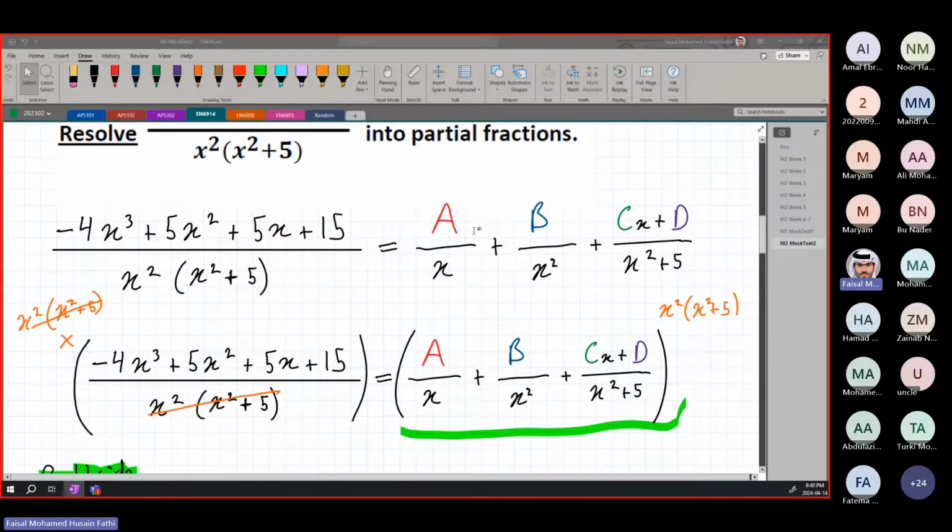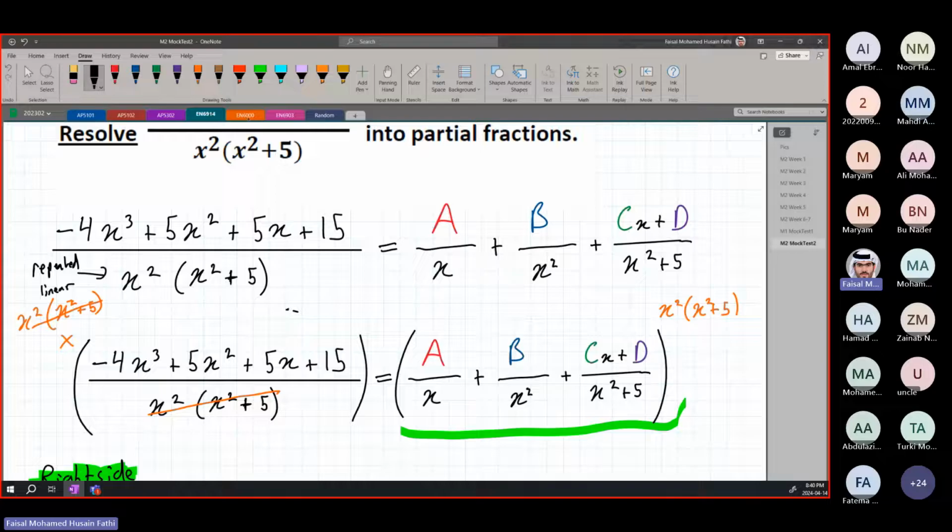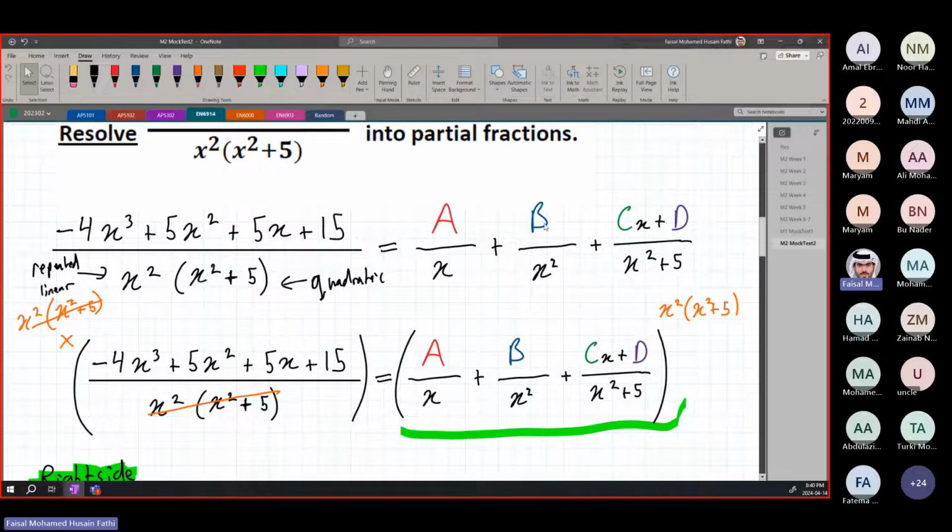Then I will write my A, B, C, and D depending on what I have at the bottom, since this part is a repeated linear. All right. So this is repeated linear. And this is a quadratic. So we're going to have to follow the forms of linear, repeated linear, and quadratic. So the repeated linear is going to be a over x plus b over x squared. The quadratic is going to be in the form of cx plus d.